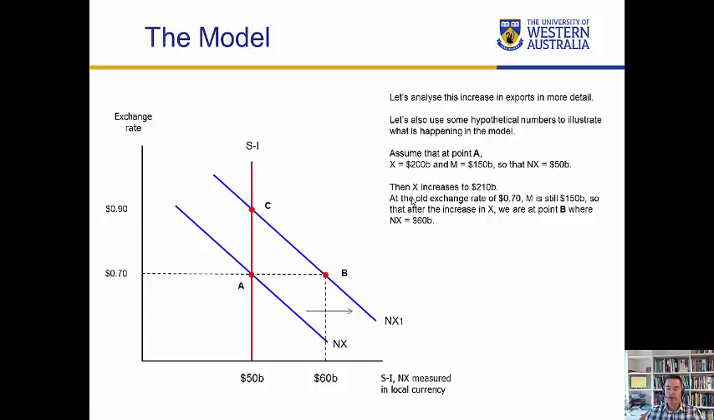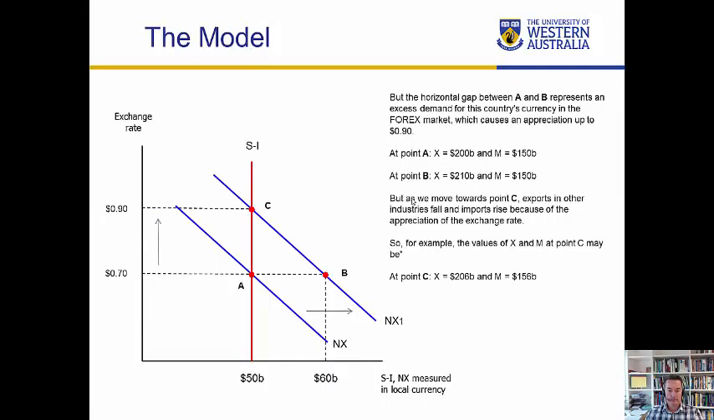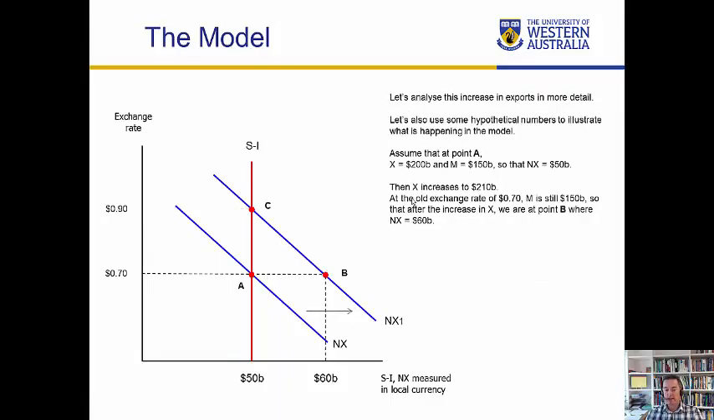Now as that occurs, we are quickly going to move to point C. However, let's just analyse what happens in the time between that increase in exports and the economy moving to point C. So we've got to break it down step by step what's occurring in this model. Now let's add some hypothetical numbers as I've got up here on the top right in the text.